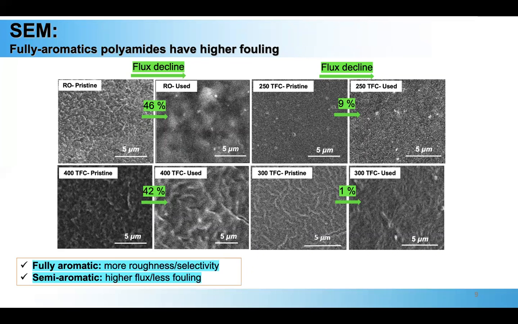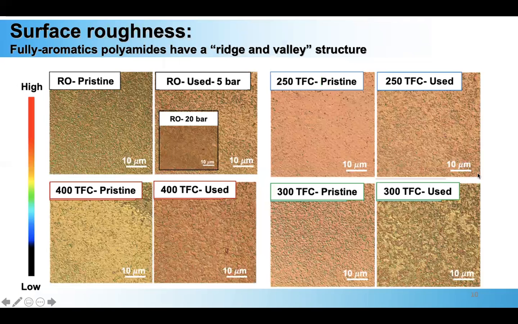The SEM of these membranes shows that the used RO membrane and the 400 Dalton TFC membrane have more fouling on the surface compared to the semi-aromatic membranes. It's because fully aromatic polyamides have a rougher surface that can trap more species. In the next slide, we will talk about it. The flux decline for these fully aromatic membranes is also higher, but semi-aromatics have barely any flux decline during the process.